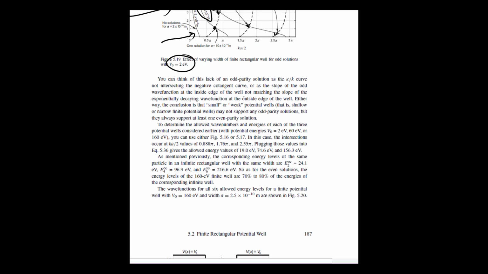But if the well is what we call a small or a weak potential well, by that we mean shallow or narrow, it may not support any odd parity solutions, although there will always be at least one even parity solution. So you can think of the odd parity solution not occurring as the kappa over k curve not intersecting the negative cotangent curve, or you can think of it as the slope of the odd wave function at the inside edges of the well not being able to match the slope of the decaying wave function outside the well. Either of those perspectives is valid.